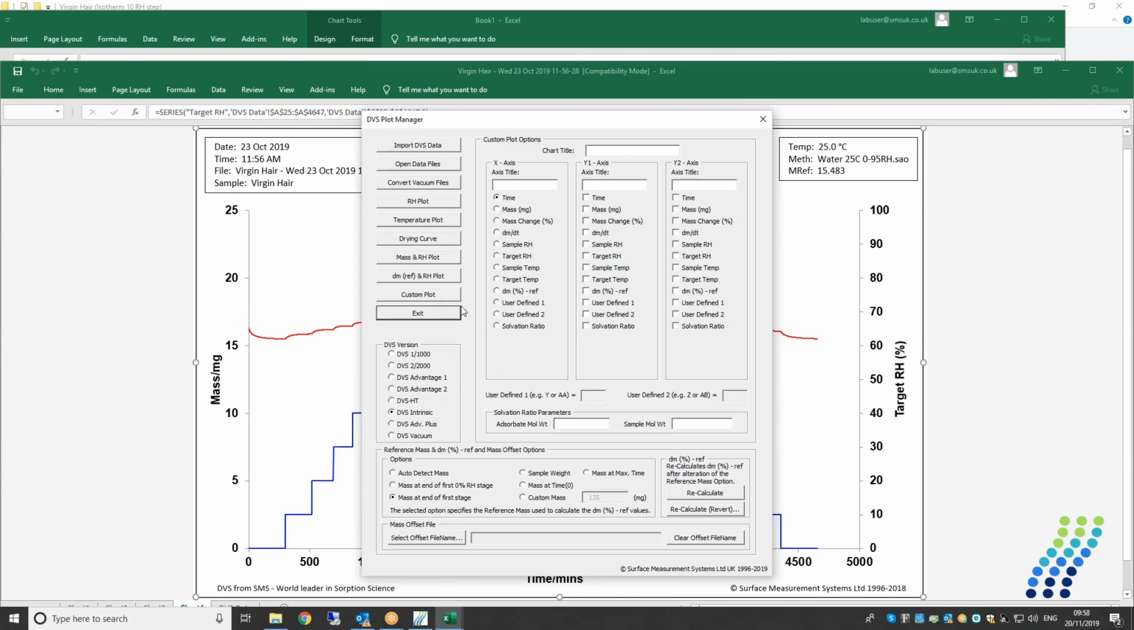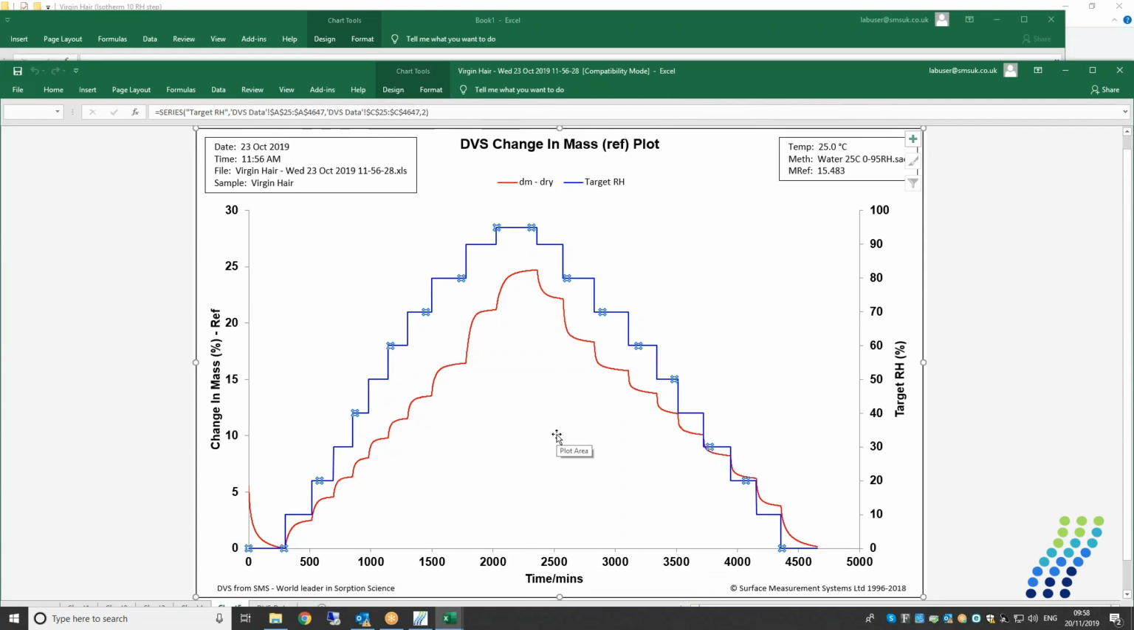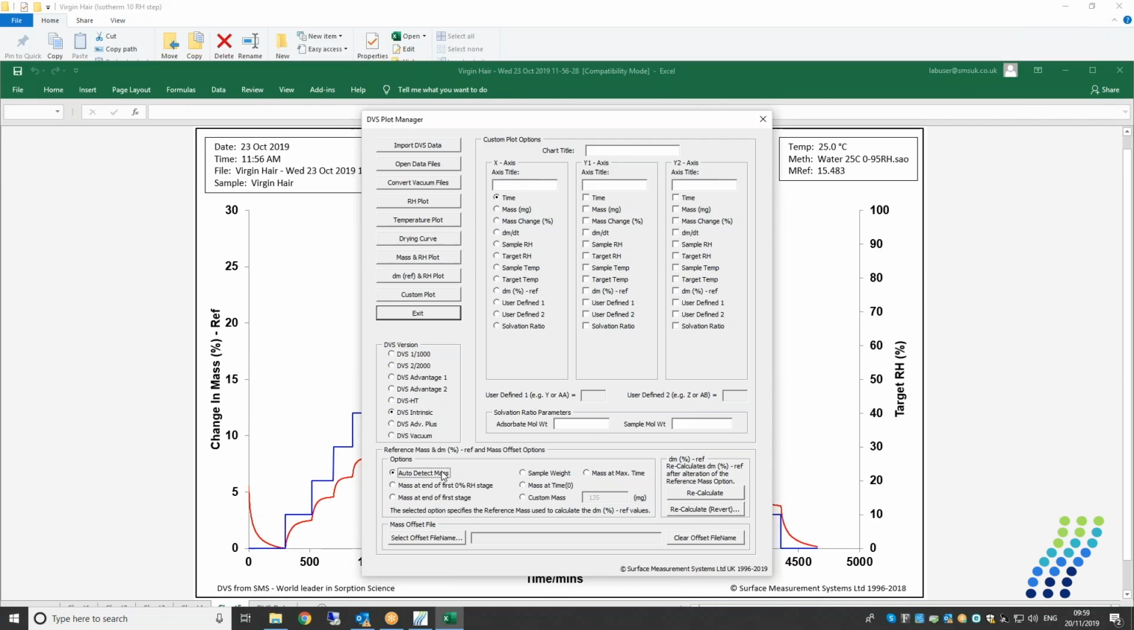The next plot is the DMREF and RH plot. This plot shows the change in mass of the sample compared to the reference, which is shown in red, and the target relative humidity shown in blue. It's important to note that here the default setting for this plot is set to auto-detect mass. This takes the end of the mass of the drying stage as its initial M0. However, depending on the experiment, this isn't always suitable.